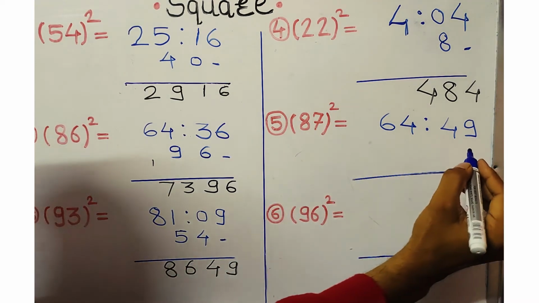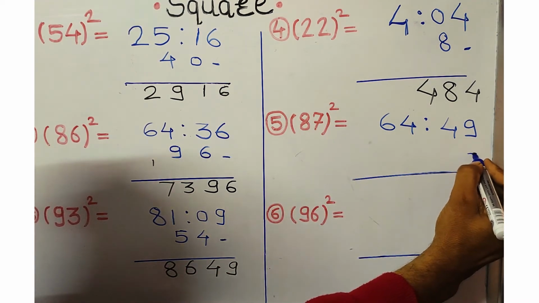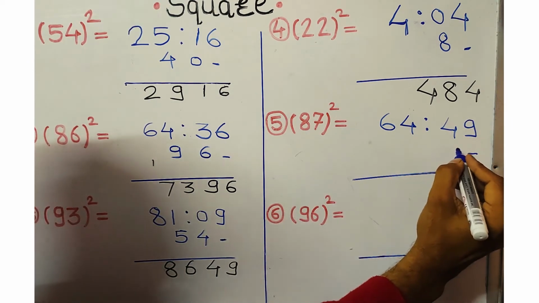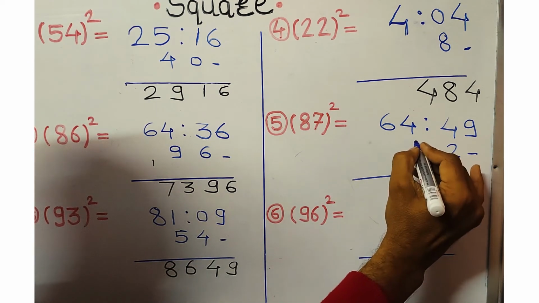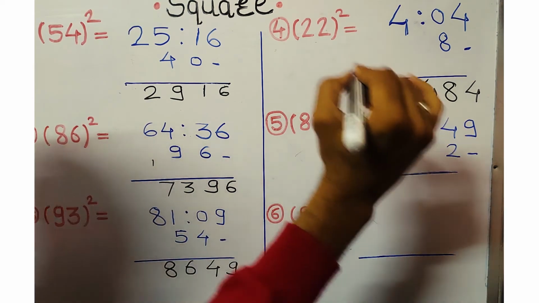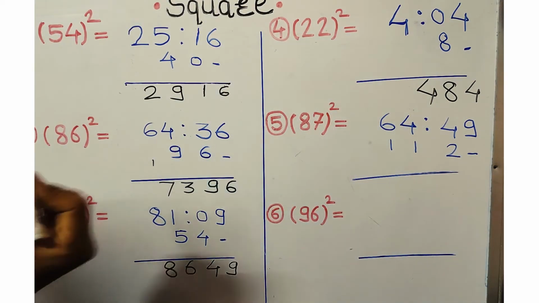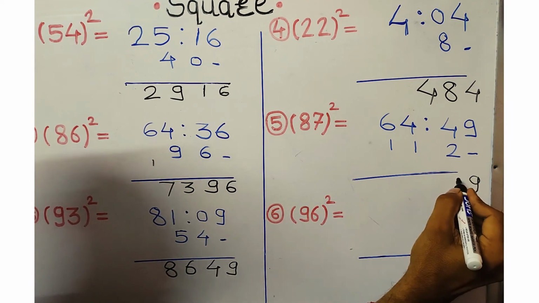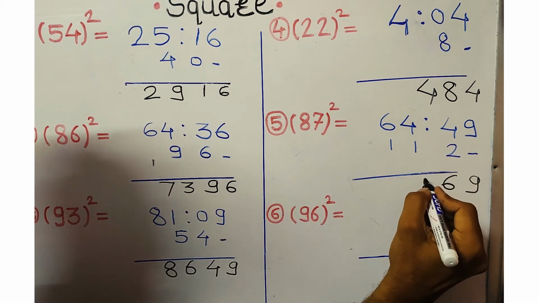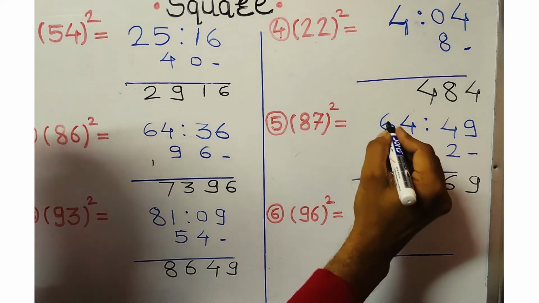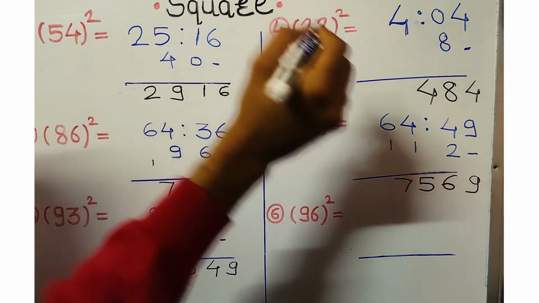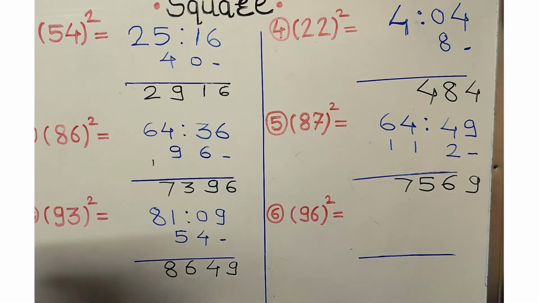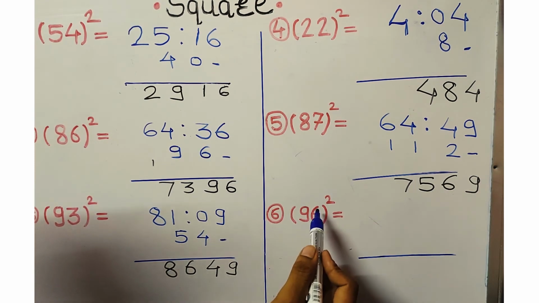Write 112 in this manner: 2, 1 and 1. After the last part, we add: 9, 4 plus 2 is 6, 4 plus 1 is 5, and 6 plus 1 is 7. So the square of 87 is 7569.